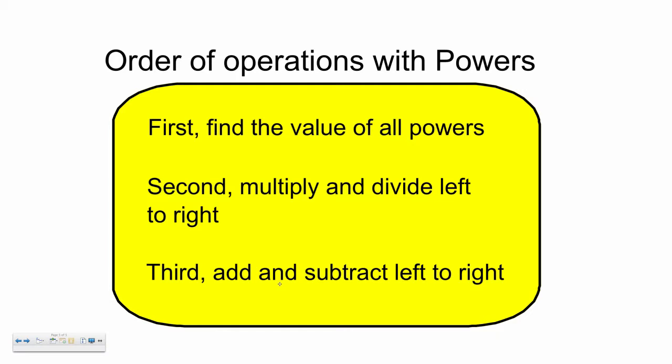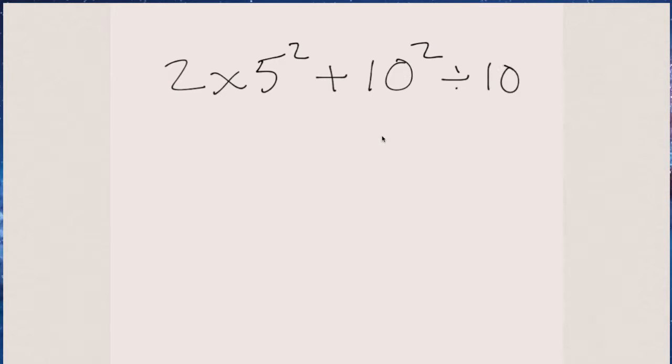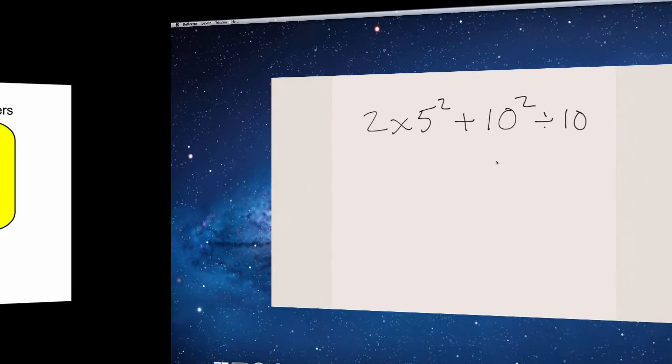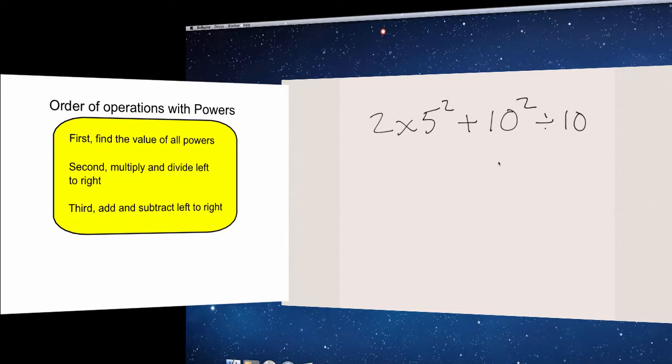So let's take a look at some example problems that have powers included in the problem. We're going to start out with our first problem, which is going to be 2 times 5 to the second power, or 5 squared, plus 10 squared divided by 10. So if we're following the order of operations that we just looked at, the first thing it said for us to do was to identify and find the value of all the powers.